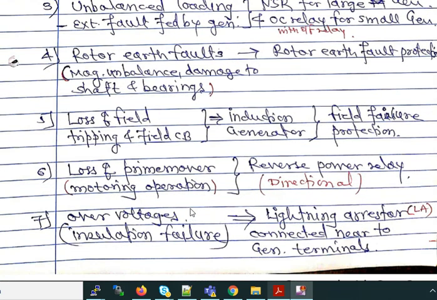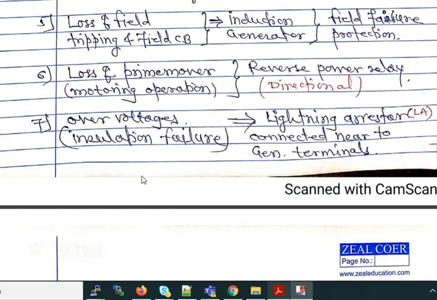Now loss of field. Loss of field means loss of excitation, and because of loss of excitation, the synchronous generator runs as an induction generator and it draws heavy magnetizing current from the infinite bus bar, and therefore field failure protection should be provided for such conditions. Now the next one is the loss of prime mover. Because of loss of prime mover, the synchronous generator runs as a synchronous motor, and instead of delivering power to the infinite bus, it draws power from the infinite bus, and therefore directional reverse power relays are used for its protection. Now over voltages.